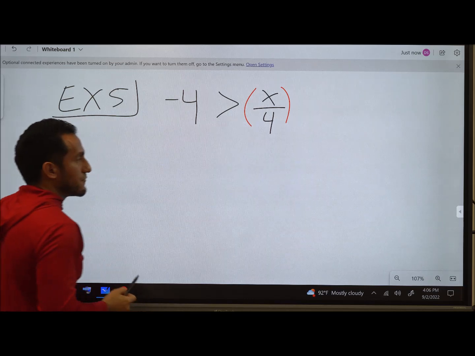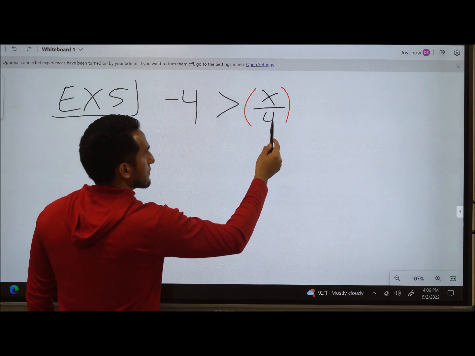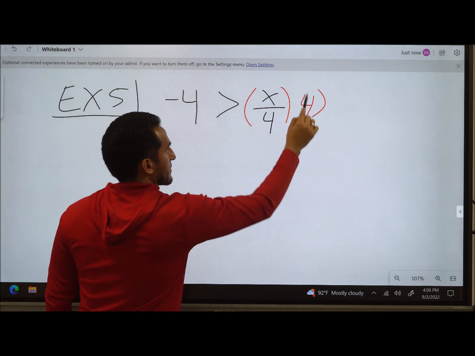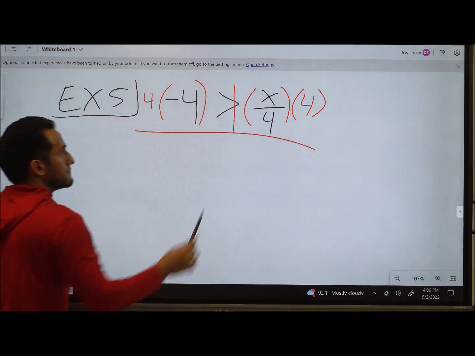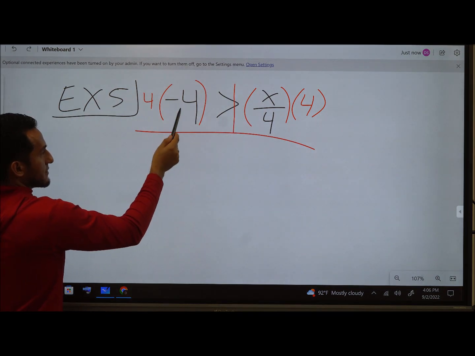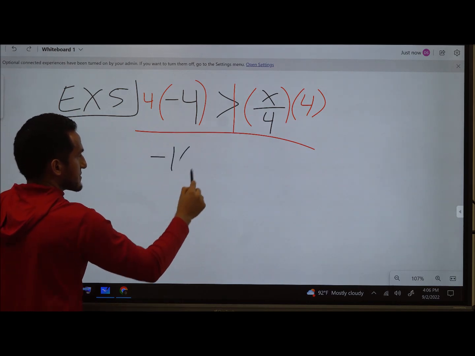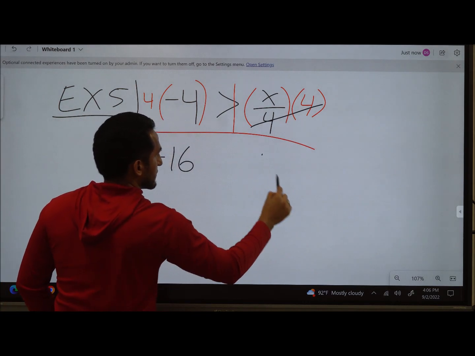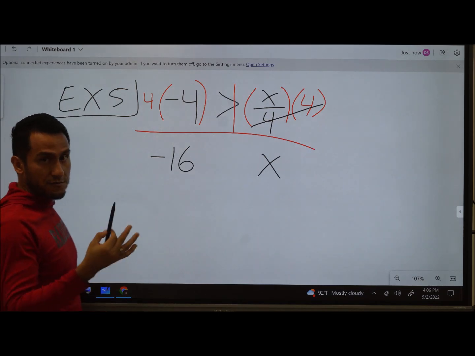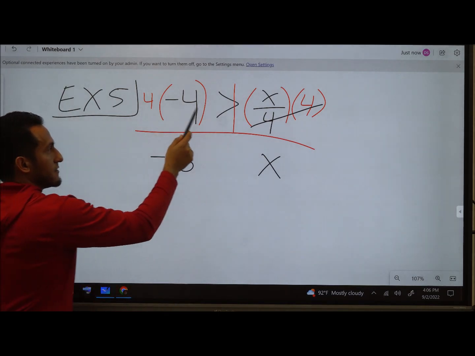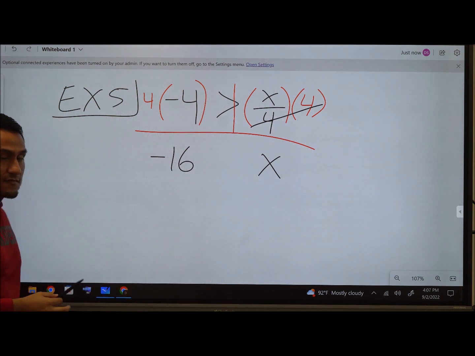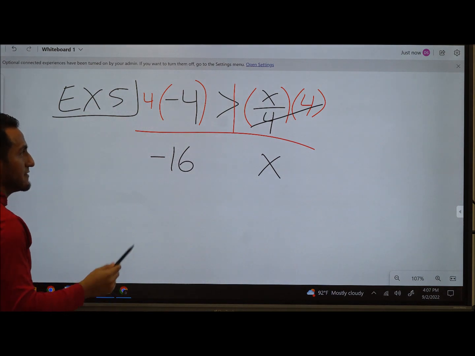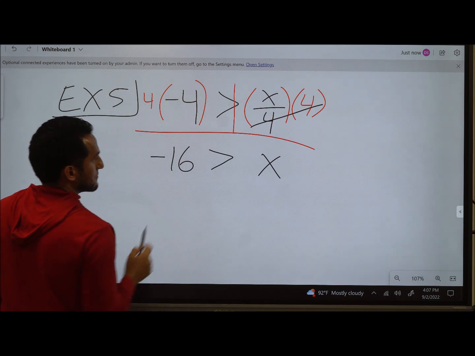So what we gotta do first is, since x is being divided by 4, we're gonna do the inverse. We're gonna multiply by 4. Multiply by 4. 4 times negative 4 is going to give me negative 16. 4 is cancelled, bring down the x. Let's see if you guys were able to get this. Does the inequality flip or stay the same? The answer to this one, guys, the inequality will stay the same.